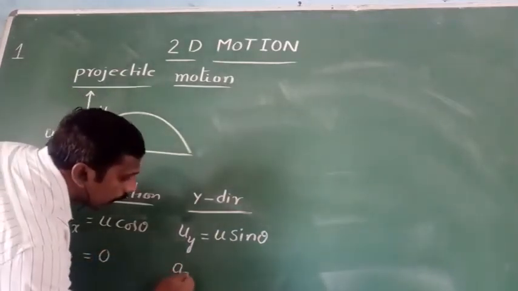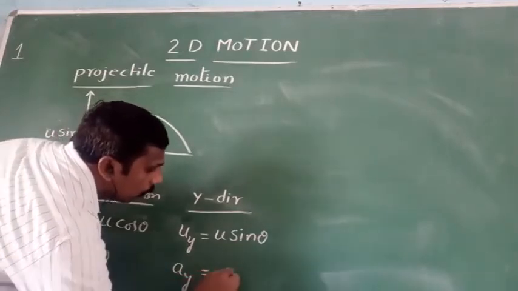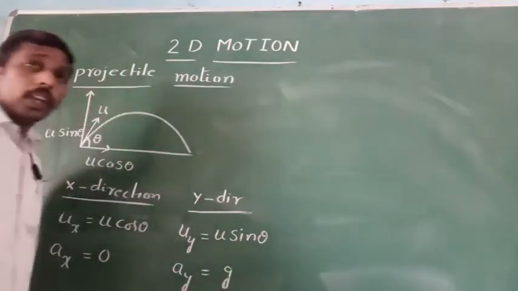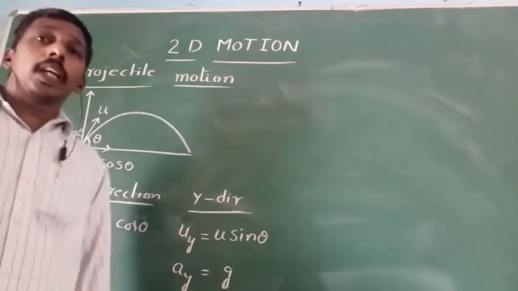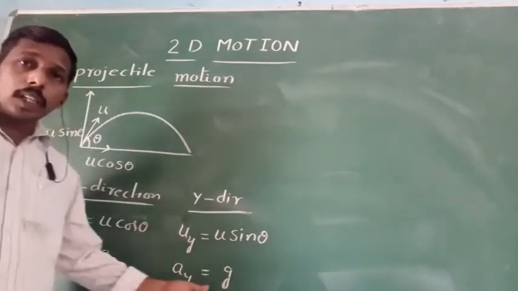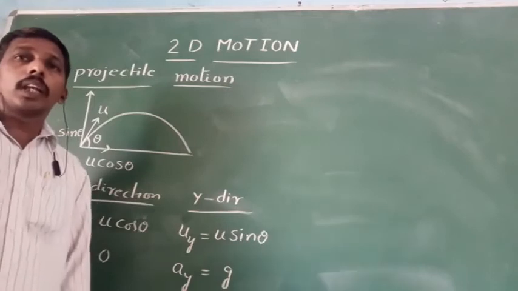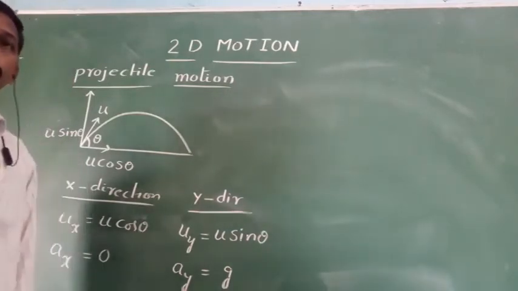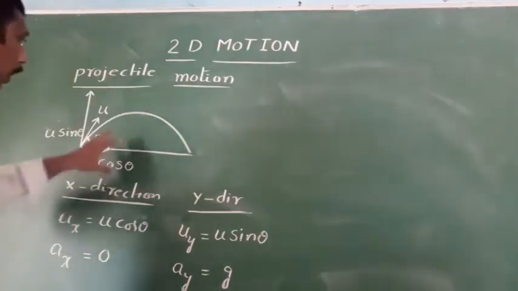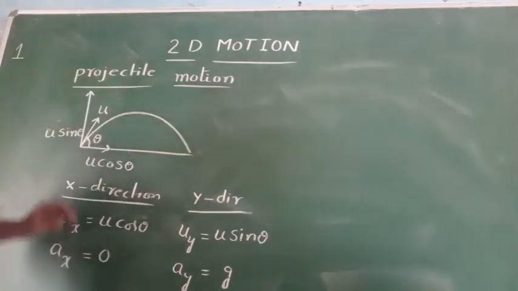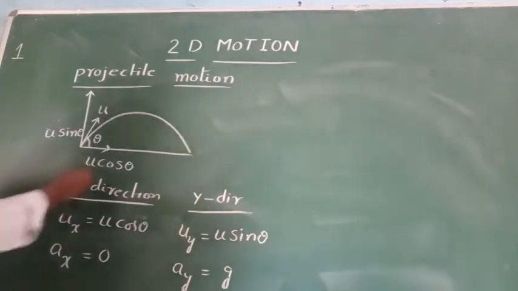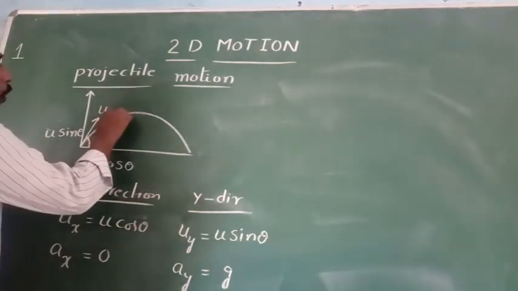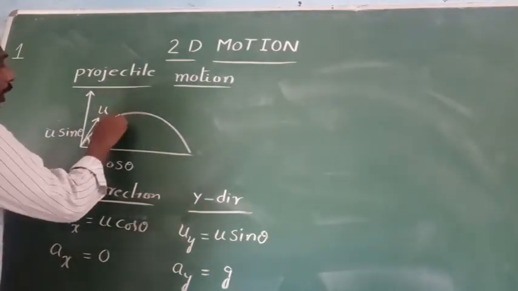What about acceleration along the y direction? Acceleration along the y direction is equal to g. If the body is going in the upward direction, then you take ay equal to minus g. If the body is moving in the downward direction, then you take ay equal to plus g. Okay, sir, in this oblique projection, after t seconds, the body reaches one point. You take that point as P.